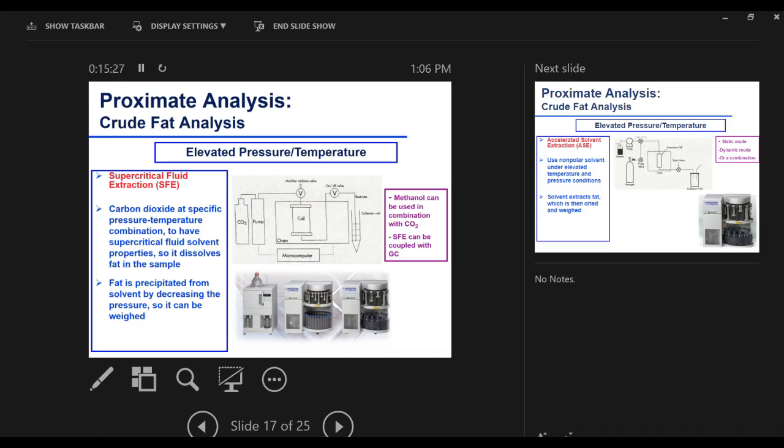This kind of extraction is sometimes followed not just for fat, but for other components as well, volatiles that are hydrophobic, so they can be extracted that way and linked to the GC directly because of the simplicity of it being in a CO2 matrix.